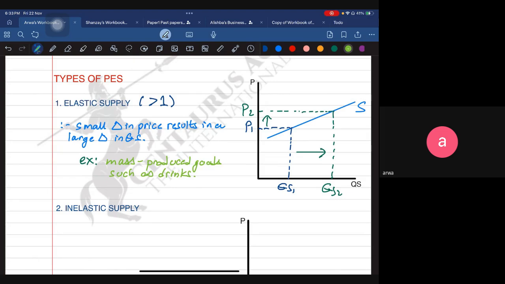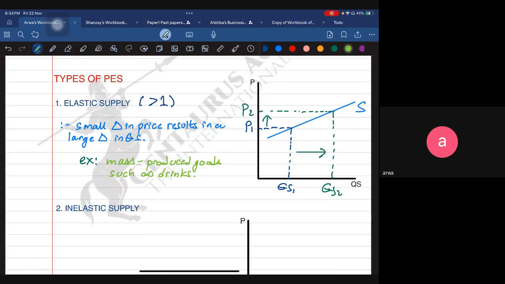So in the elastic, it basically talks about products which are kind of in bulk, right? Because for them, if there's a small increase in the price, the supplier will start to provide more quantity of it for you.